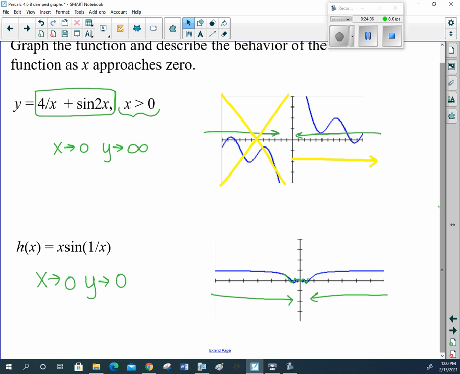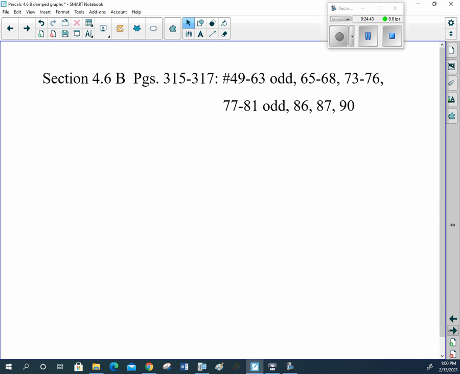So you're just describing the behavior, what's happening at that point on the graph. Okay, we're done.